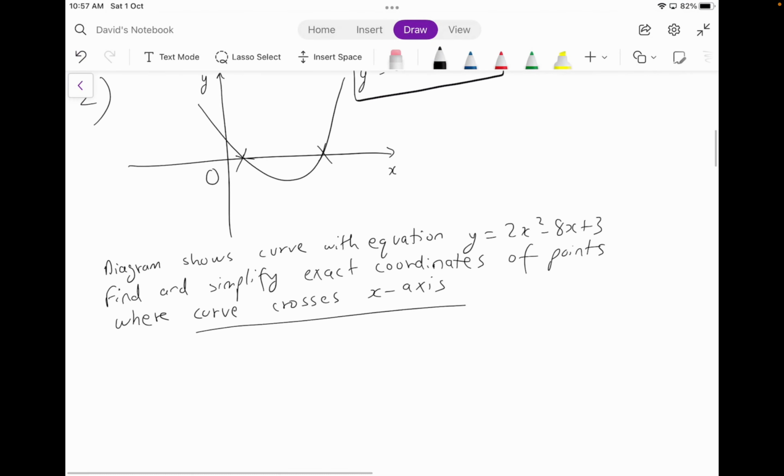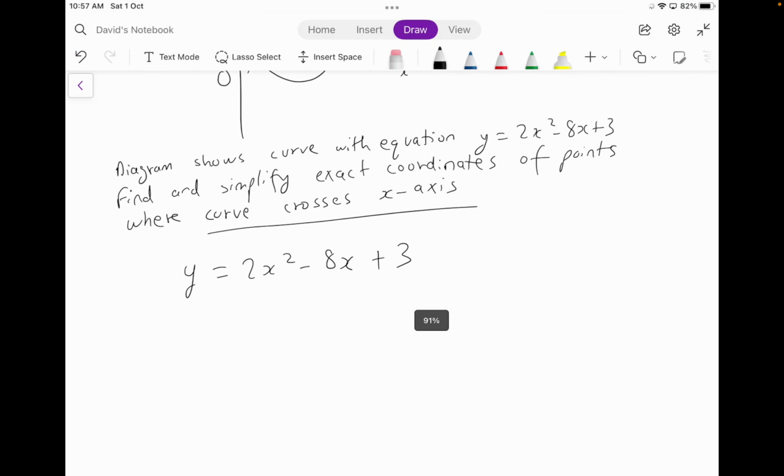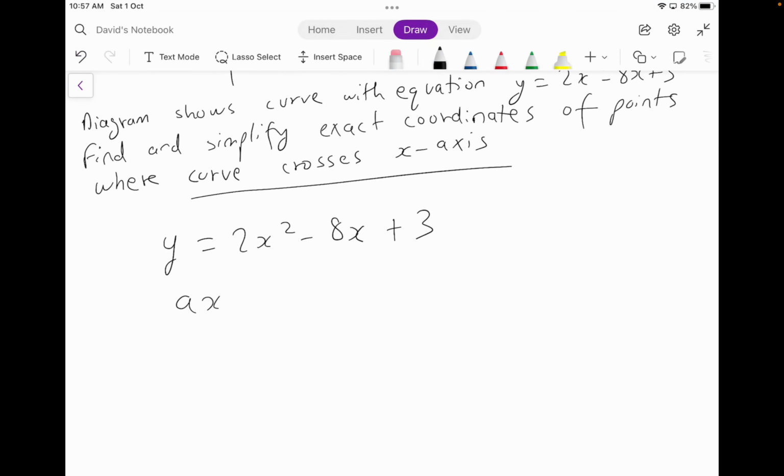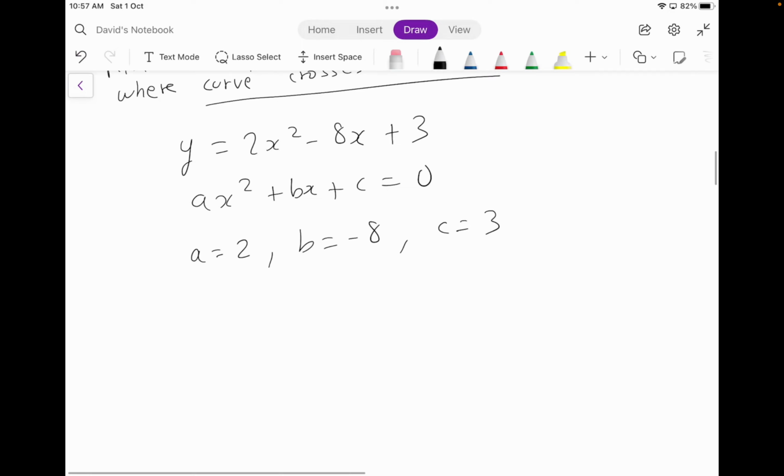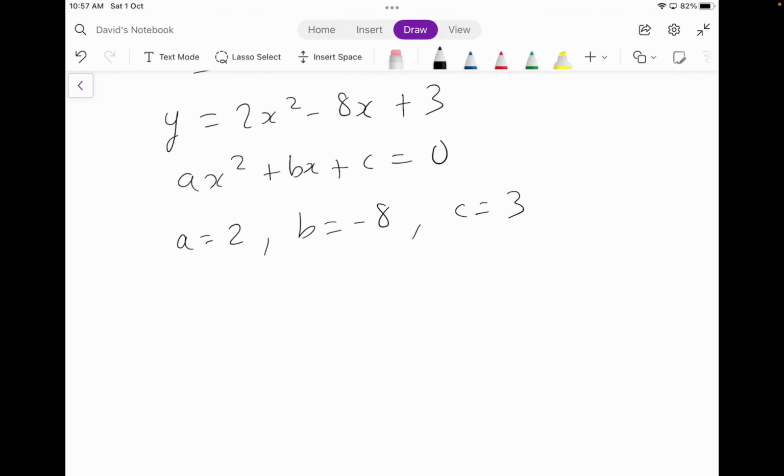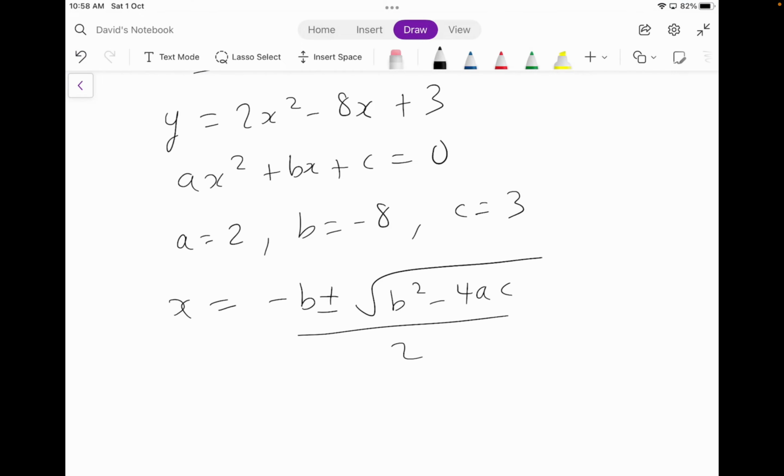So we are going to write down the equation y is equal to 2x squared minus 8x plus 3. And we're going to immediately start writing ax squared plus bx plus c is equivalent to 0. We know that a's value is 2, we know b's value is minus 8, and we know c's value to be 3. Now I'm going to start writing the quadratic formula down. Always write down your quadratic formula. x is equal to minus b plus or minus the square root of b squared minus 4ac, divided by 2a.